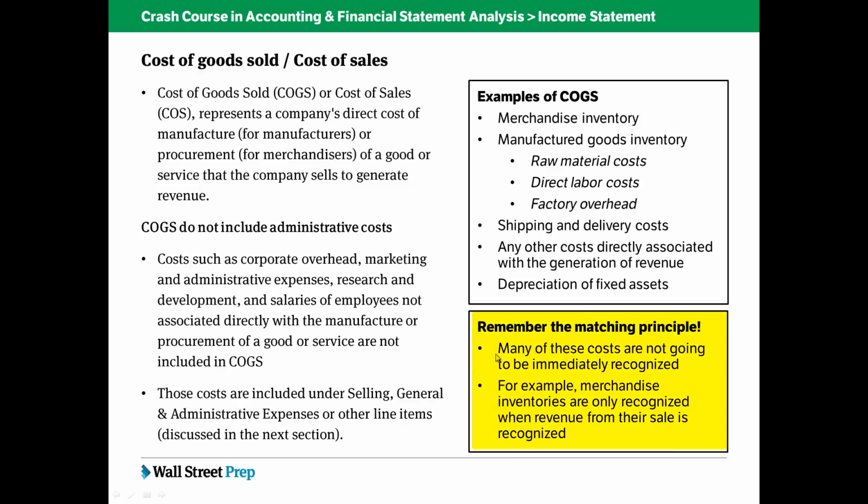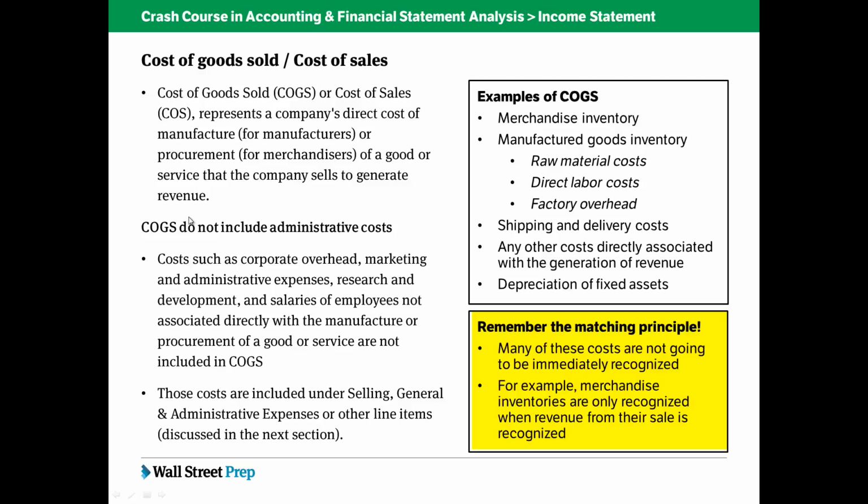Now, remember that many of these costs that we're talking about here are not going to be immediately recognized. For example, merchandise inventories are only recognized when the revenue from their sale is recognized. But this is what ends up ultimately flowing through cost of goods sold.